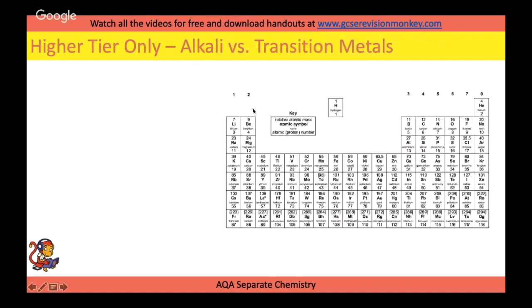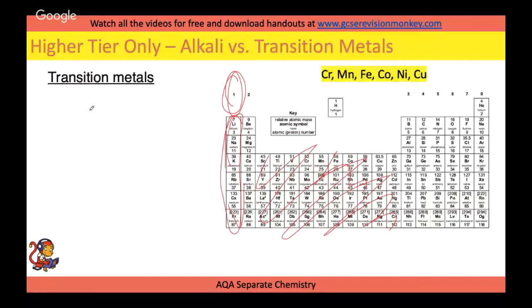Alkalis versus transition metals. Alkali is group 1. These are the transition metals. So these are quite soft metals, and are highly reactive, okay? Whereas these ones are our everyday metals that have quite a lot of everyday uses. So transition metals, these are the ones that they might talk about in the exam, okay? Chromium, manganese, iron, cobalt, nickel, copper.